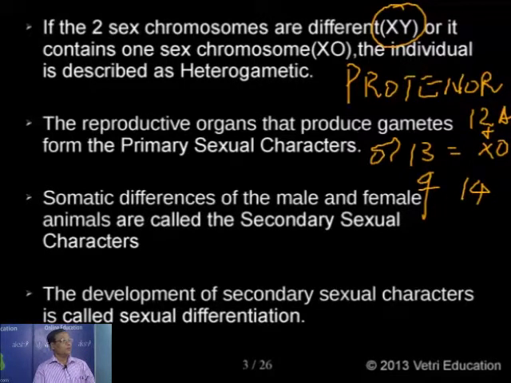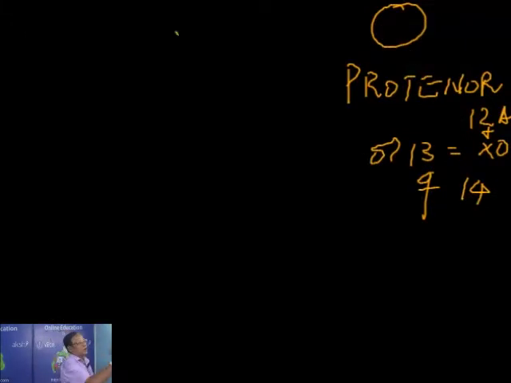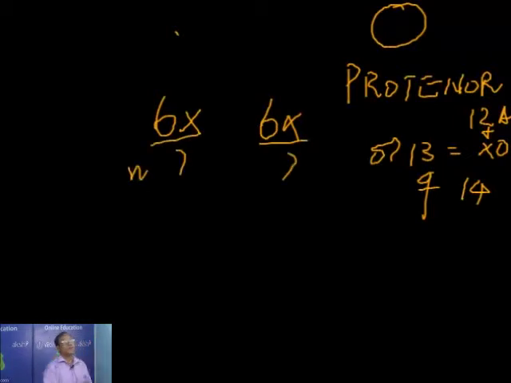It comes later. When this one forms gametes, I mentioned earlier the case of human beings, 50% of the X and 50% of the Y. Then what about this in the case of Protenor, a bug having 14 chromosomes in female and 13 chromosomes in male? In the case of Protenor, in the female altogether we have 14 chromosomes, so 6 plus X, 6 plus X. All the X are similar.